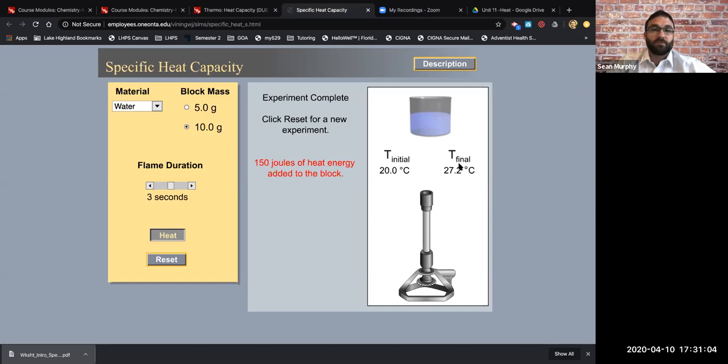So let's see. All right, so 5 grams, we went up 7 degrees. Let's see what happens if we add twice as much mass. About half the temperature swing. So that makes sense. We have a couple of variables which we need to utilize in creating our heat capacity formula. So let's start putting all these together and start solving some problems.